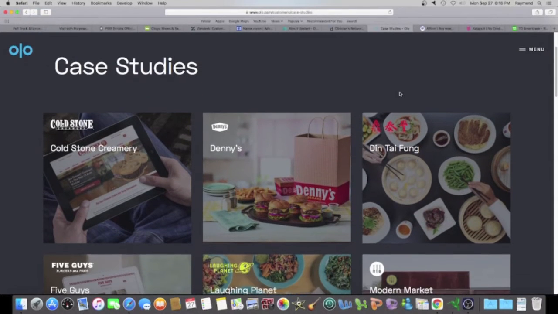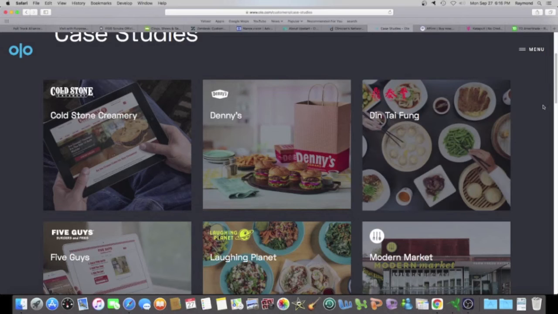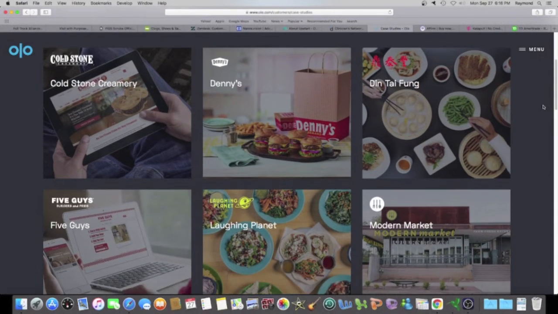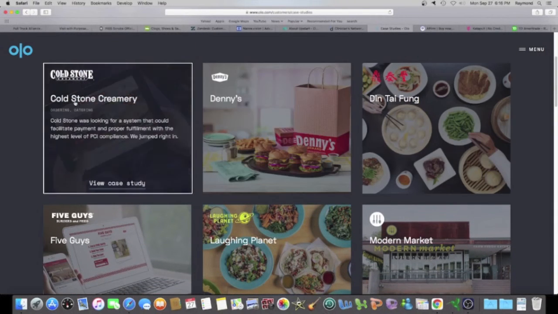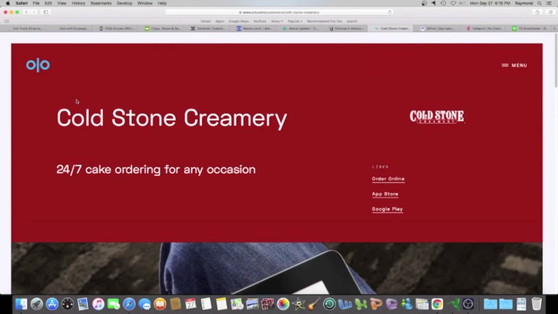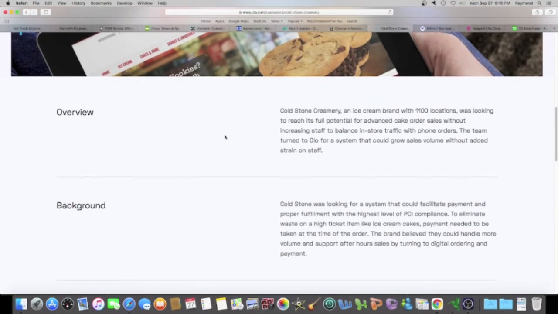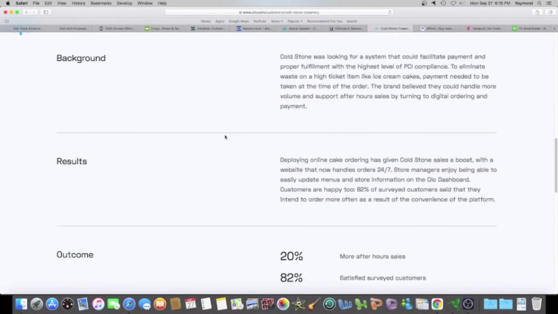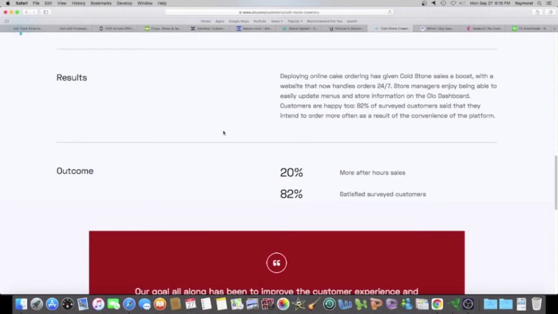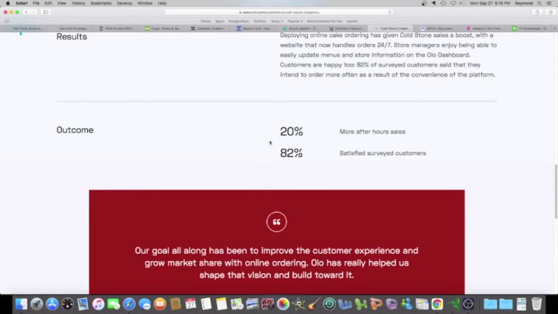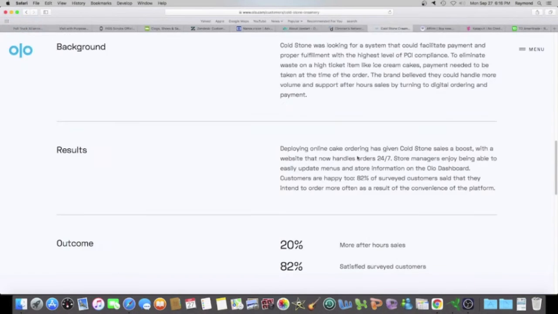So here are some of the companies that they work with, and some of these I recognize. So you got Five Guys, you got Cold Stone, you have Denny's. And if you want to read exactly what they did for this company, they have the story right here. So again, check out the website, see what they did for Cold Stone, and based on their information, they got 20% more after-hour sales and 82% satisfied surveyed customers.